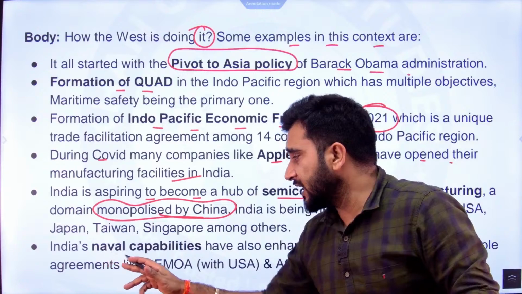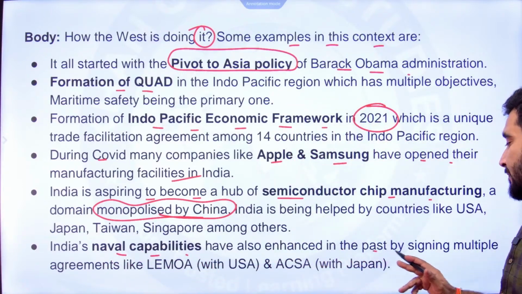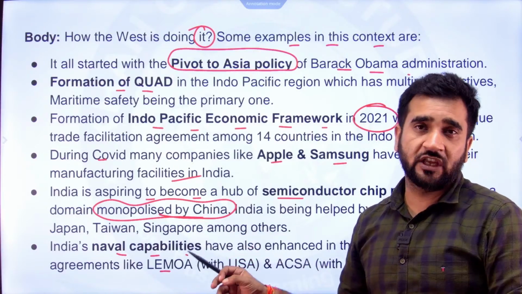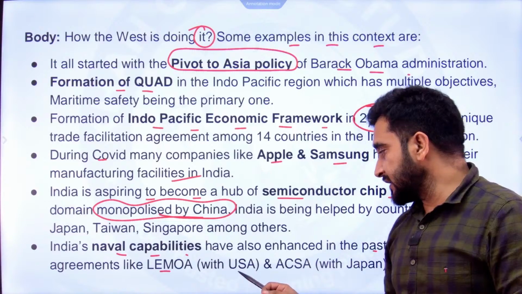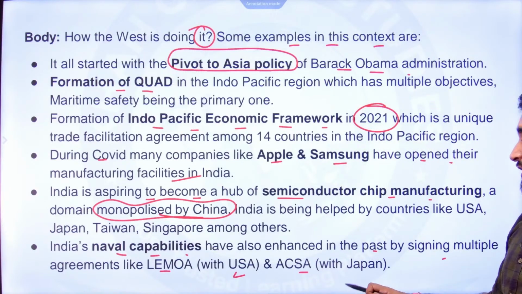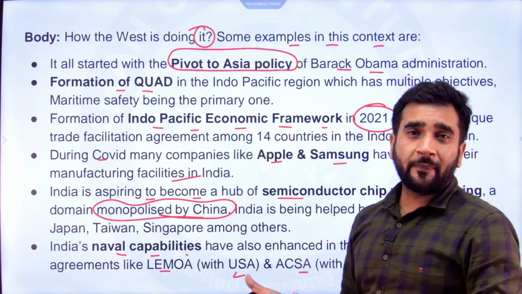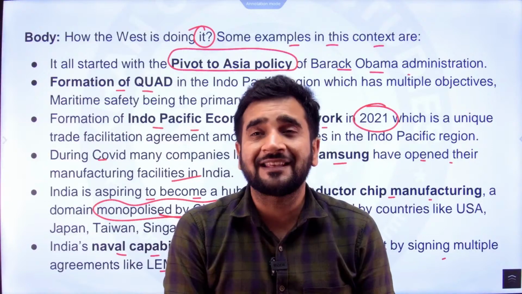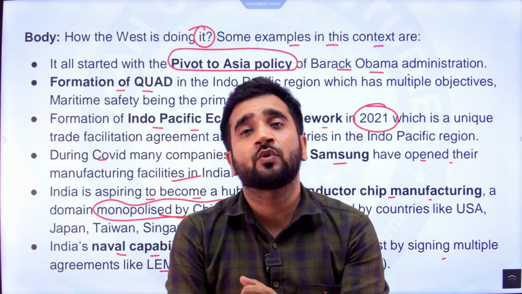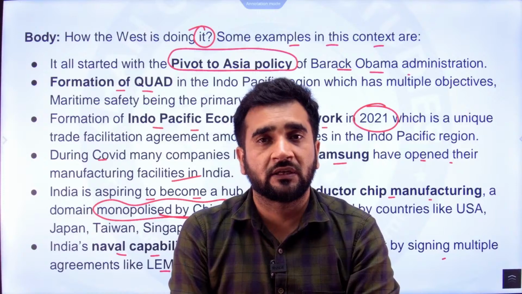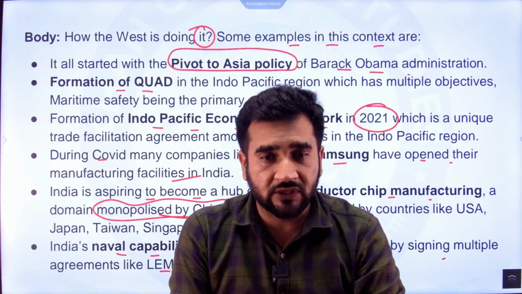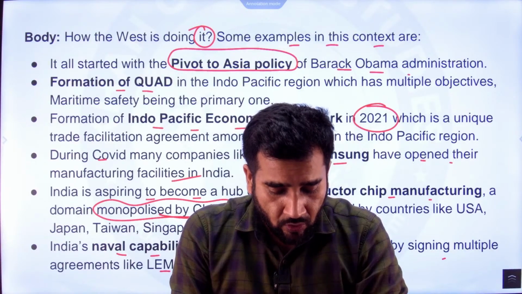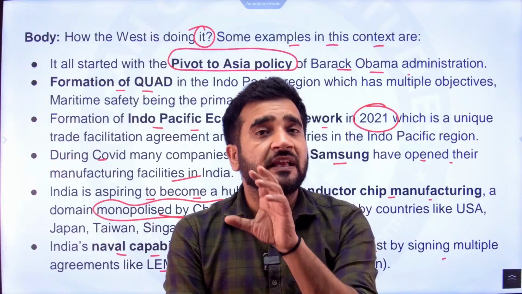Then India's naval capabilities have also been enhanced in the past by signing multiple agreements like LEMOA, that is Logistics Exchange Memorandum of Agreement with the USA, and the Acquisition and Cross-Servicing Agreement with Japan. So naval capabilities will enhance the strategic presence of India and these countries in the Indo-Pacific region, where China is doing a lot of activities in the South China Sea, and it is impacting the trade routes. So it is basically this way.